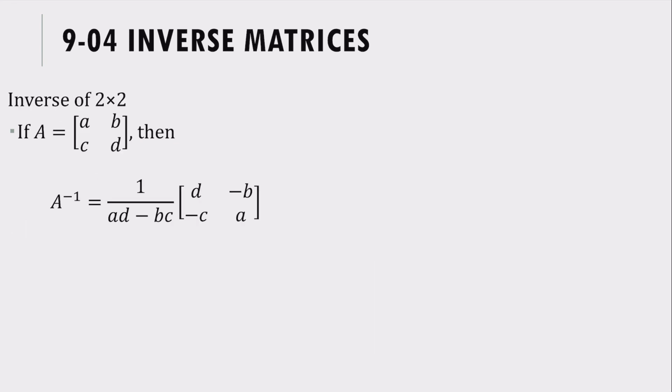To find the inverse of a 2 by 2, use the shortcut formula. If A is [a, b; c, d], then the inverse of A is 1 over ad, so that's the down diagonal, minus the up diagonal, ad minus bc. And then notice the down diagonal trades places, and the up diagonal has negatives. So it's 1 over that number times the mixed up matrix. The mixed up matrix: down diagonal trades places, up diagonal changes signs.